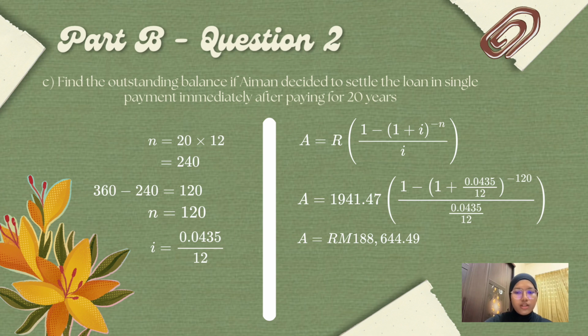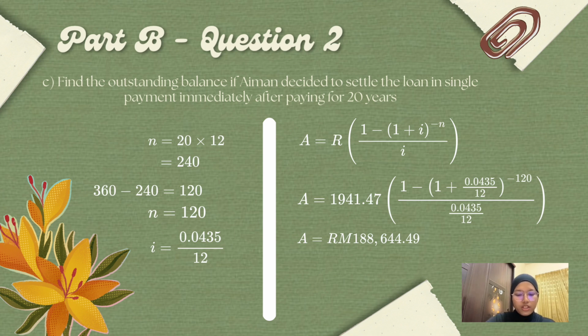For question C, find the outstanding balance if Aiman decided to settle the loan in a single payment immediately after paying for 20 years. So here we can use the present value formula again, which is A equals R bracket 1 minus bracket 1 plus I close bracket to the power of negative n, divided by I close bracket. Based on the information given in the question, we have the value of R, which is 1941.47, the value of I, 0.0435 over 12, n equals 20 times 12 equals 240, 360 minus 240 equals 120. Then you will get the value of n, which is 120.